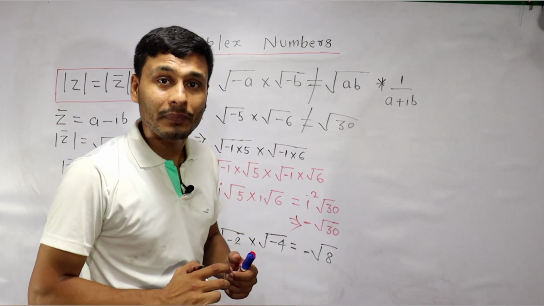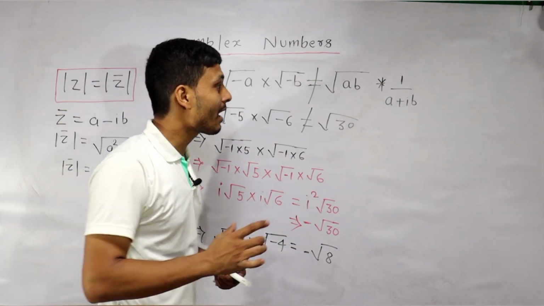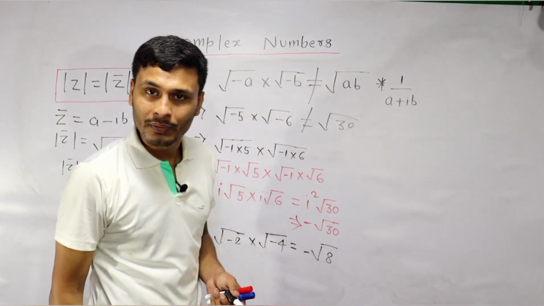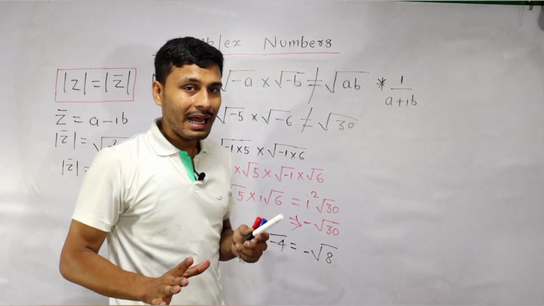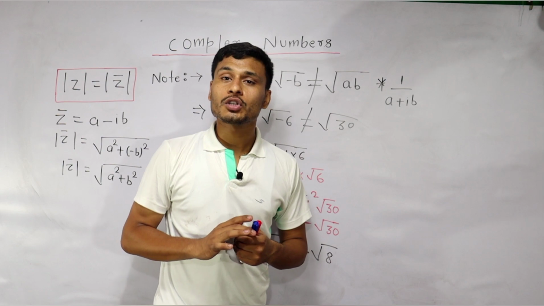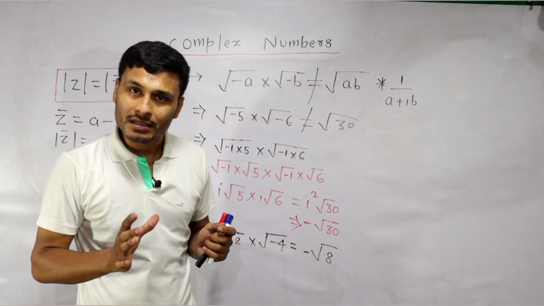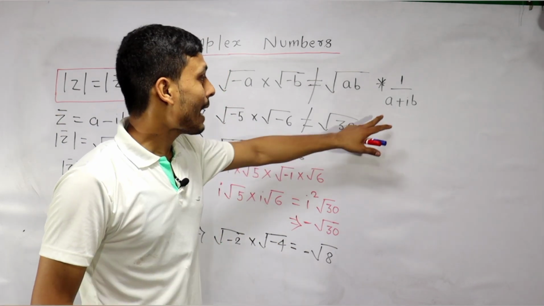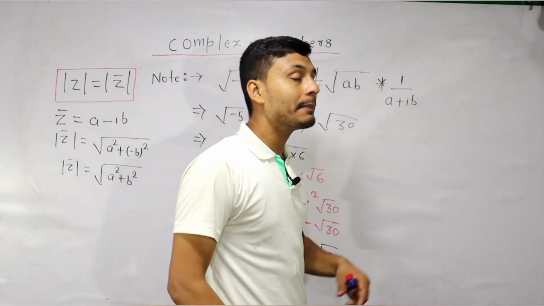Rationalization is very important, because after rationalization you get a real value in the denominator. Always remember that a complex number shouldn't lie in the denominator; the complex number lies in the numerator. Okay, now what will I do? You have to rationalize a plus ib.